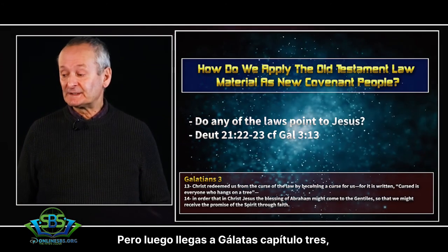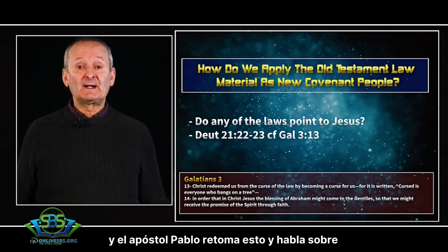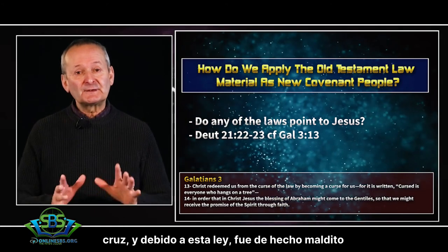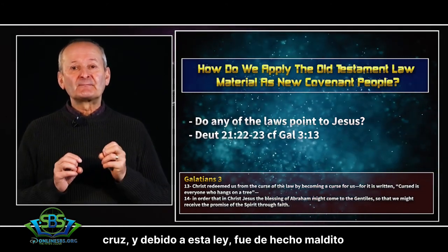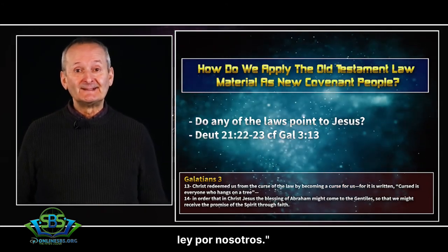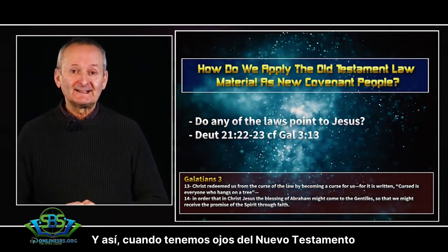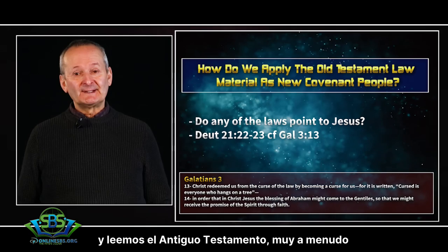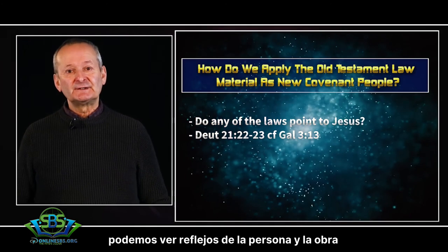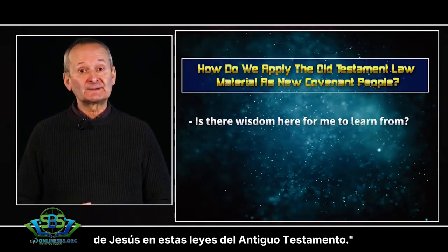But then you come to Galatians chapter 3 and the Apostle Paul takes this up and talks about how Jesus, he hung on the tree. He hung on the cross. And because of this law, he was indeed accursed for us. And he took the curse of the law for us. And so as we have New Testament eyes and read the Old Testament, then very often we're able to see reflections of the very person and the work of Jesus in these Old Testament laws.